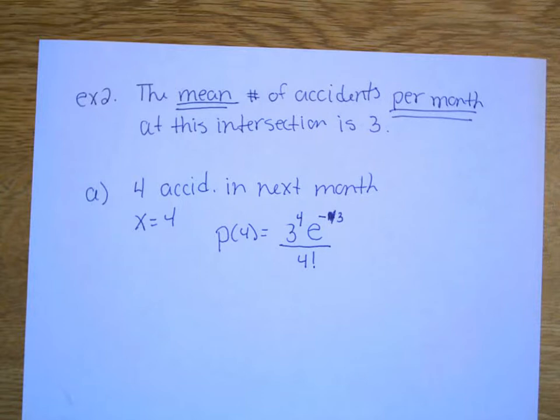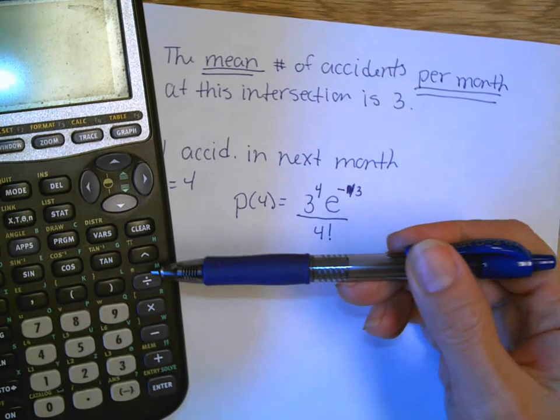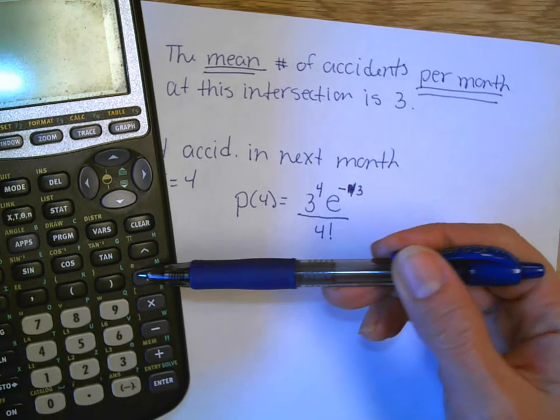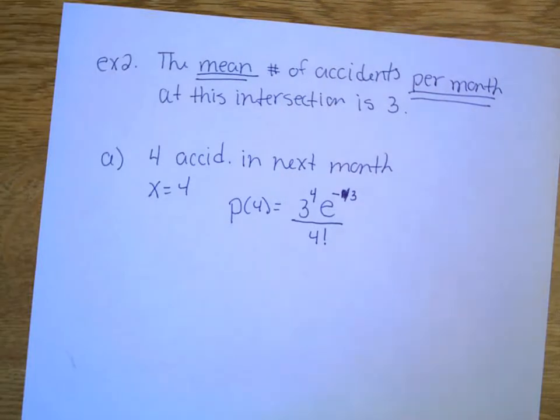So if I just do it by hand without cheating, 3 to the 4th. Your e is right here below the pi key, see here above the divide? So those online, that e is right here below the pi. So e raised to the -3. I'm going to get that answer because I didn't put parentheses. Divide by 4 factorial. We'll see.